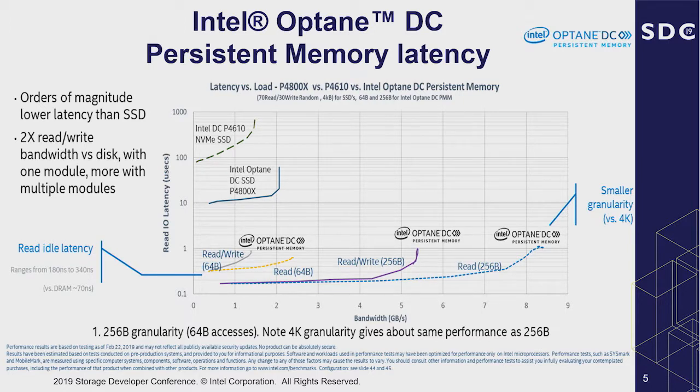Also, I would like to highlight that if you look at the overall bandwidth, the DC persistent memory is about 3.7x greater than the NVMe SSD. So the bandwidth is much greater on the DC persistent memory.